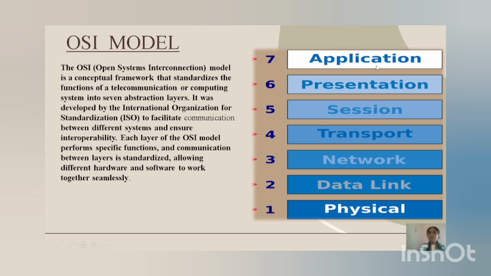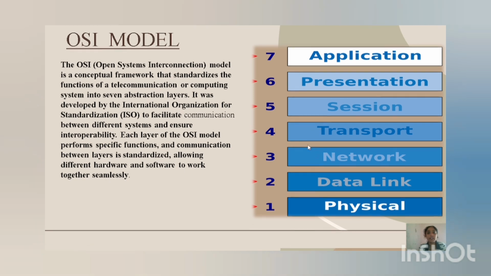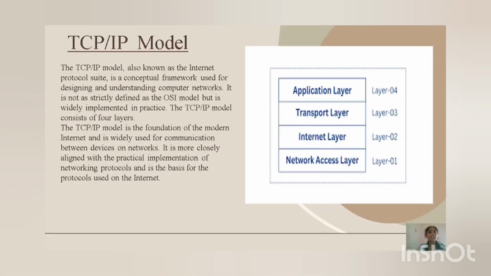These are the seven abstraction layers that are present in the OSI model. We'll be learning each layer in detail in the next few slides. Before that, let me explain to you about the TCP/IP model.